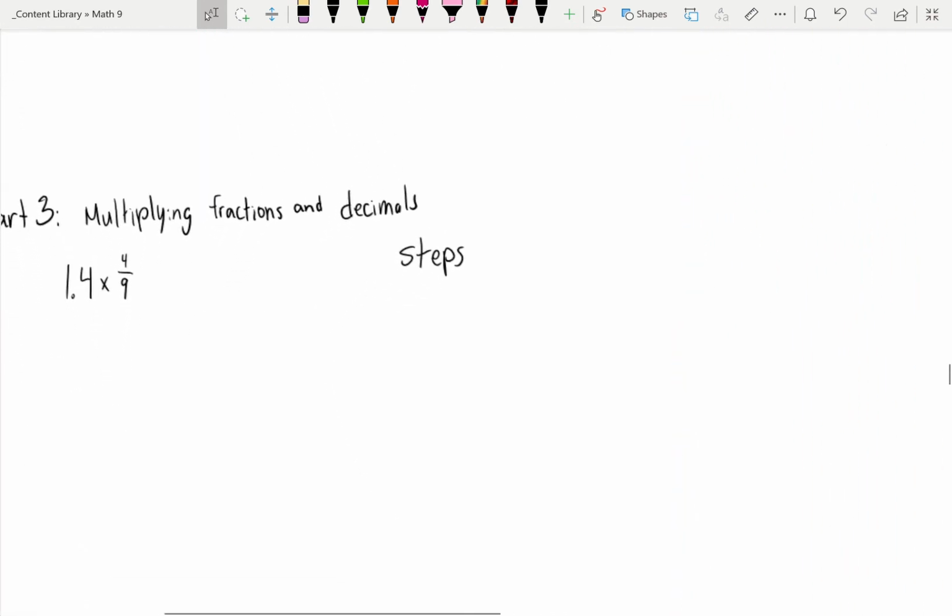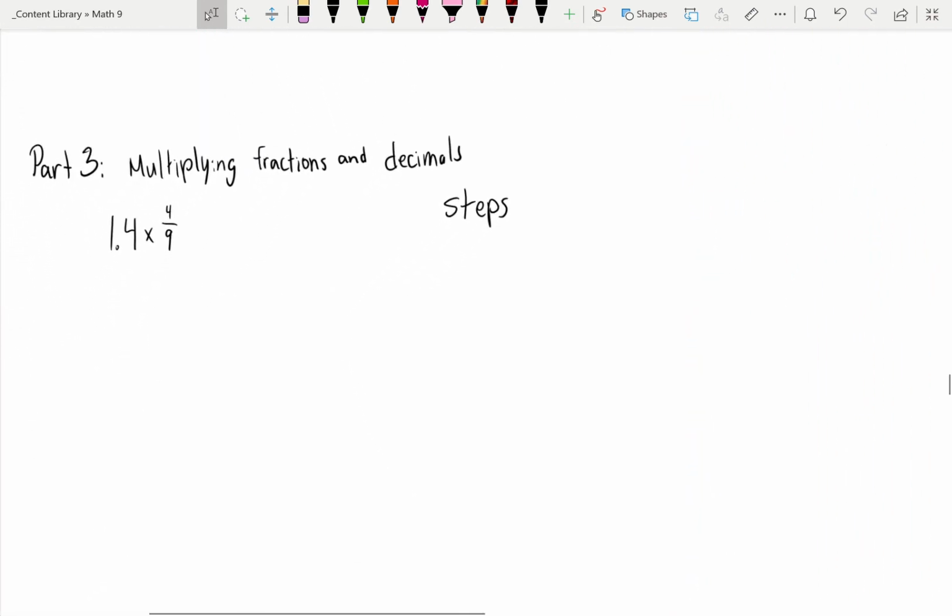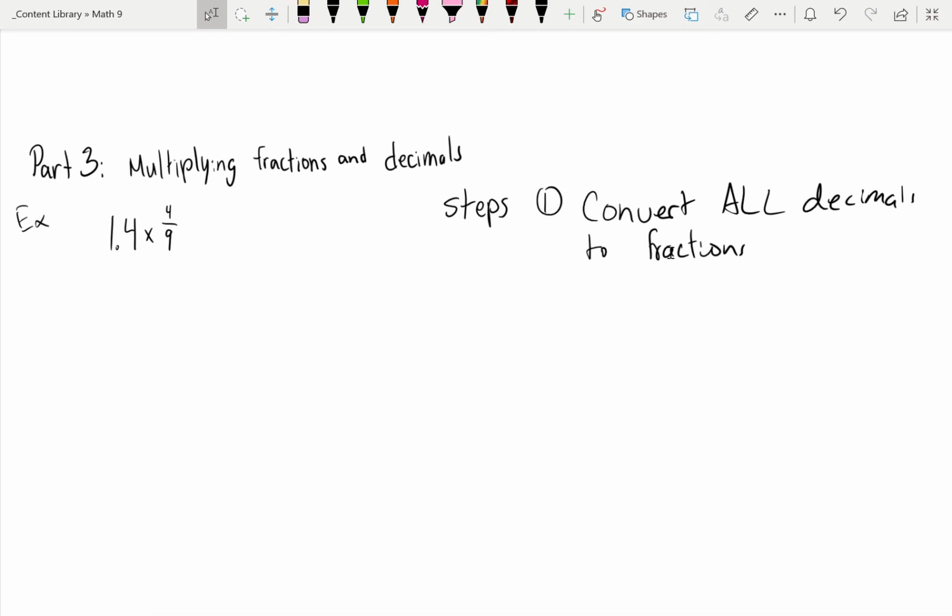All right, next up, multiplying fractions and decimals. So what happens if I have 1.4 times 4 over 9? Steps: convert all decimals to fractions. The reason being is that fractions are easier to multiply because you're always multiplying a whole number together, whereas with a decimal, you have to remember some rules about multiplying decimals, and if you don't have access to a calculator, it's a pain in the butt.